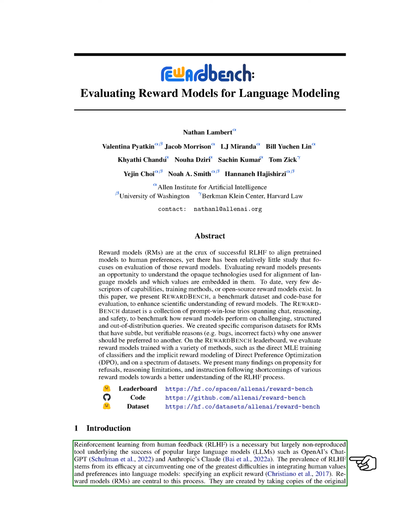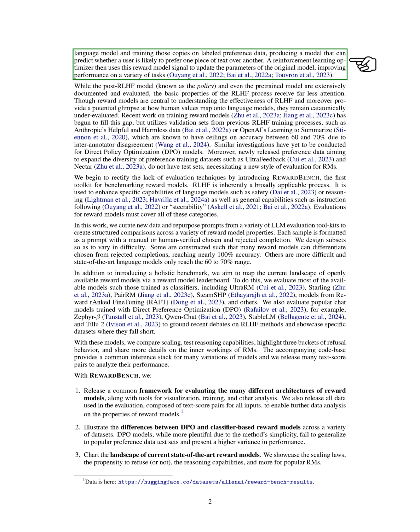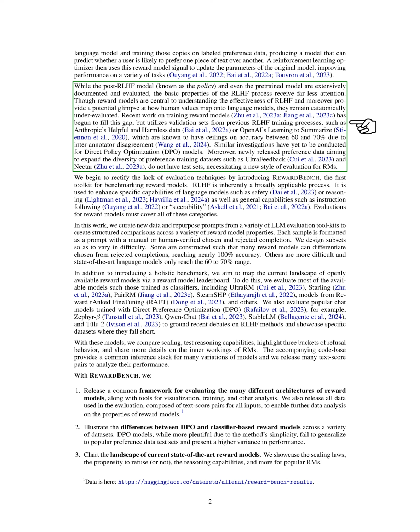Central to the RLHF process are reward models, RMs, which are created by training copies of the original language model on labeled preference data. These RMs can predict user preferences between different pieces of text. Subsequently, a reinforcement learning optimizer utilizes the signal from the reward model to enhance the original model's performance across various tasks. While much attention has been given to the post-RLHF model, known as the policy, and the pre-trained model, the fundamental aspects of the RLHF process have not received adequate scrutiny.